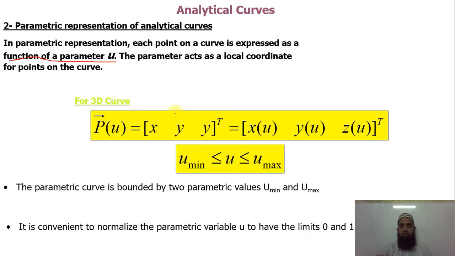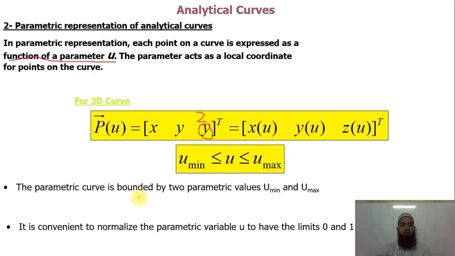For the 3D curve, you can see over here we have x, y and z. Sorry, I made a mistake earlier. Then I write in the parametric form x of u, y of u and z of u, which means each and every coordinate is a function of u, and the value of u is always between u min and u max, or we can say from 0 to 1.